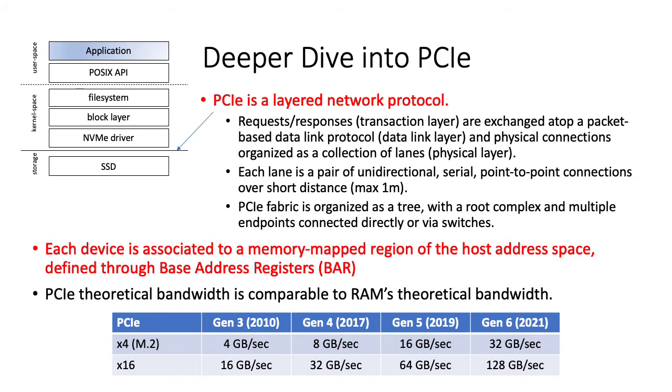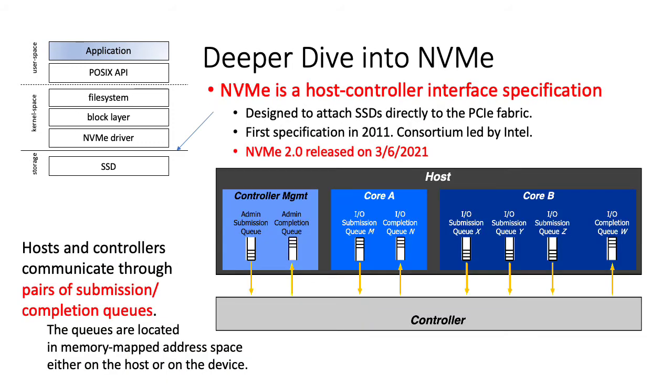So PCIe is important, but NVMe is absolutely crucial. NVMe is the application level protocol on top of PCIe. It was first specified in 2011 by a consortium led by Intel. The latest version of the standard, NVMe 2.0, was released a few days ago. NVMe is purely asynchronous, so it relies on pairs of submission and completion queues.